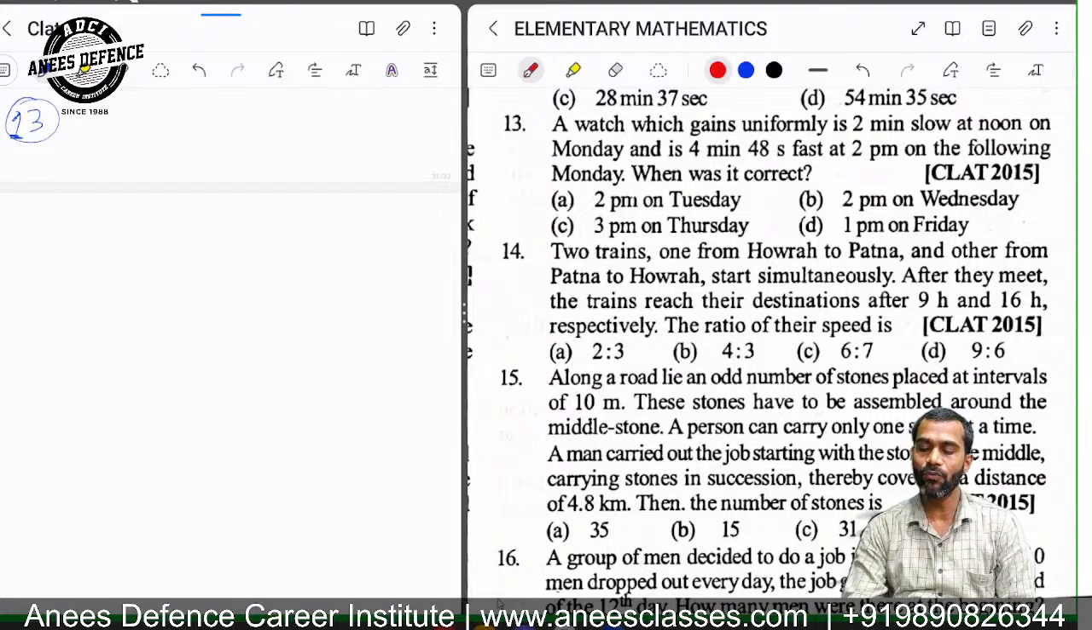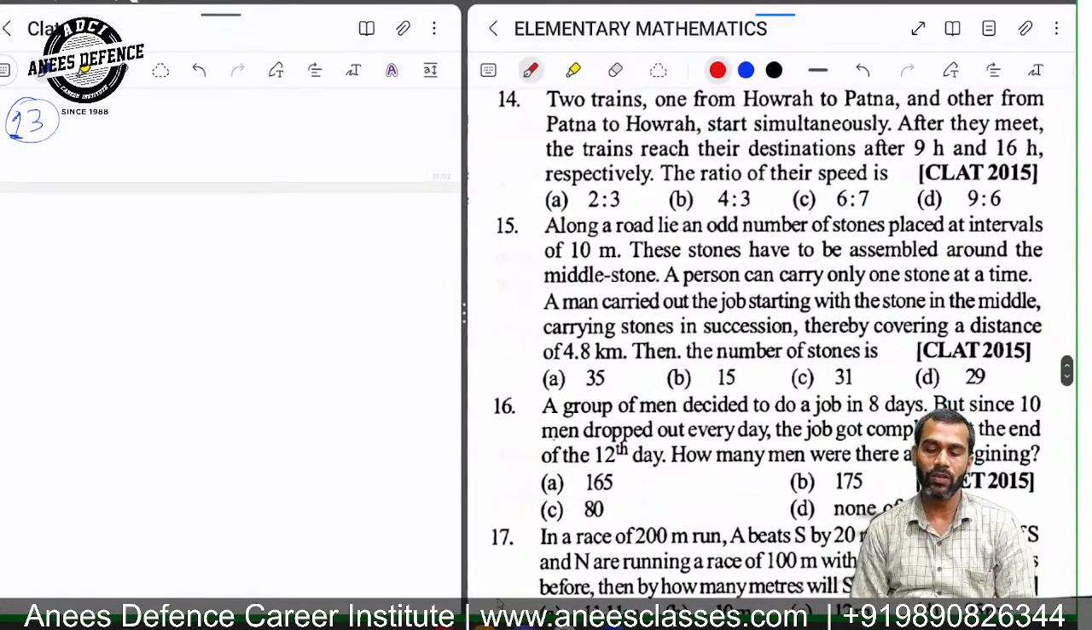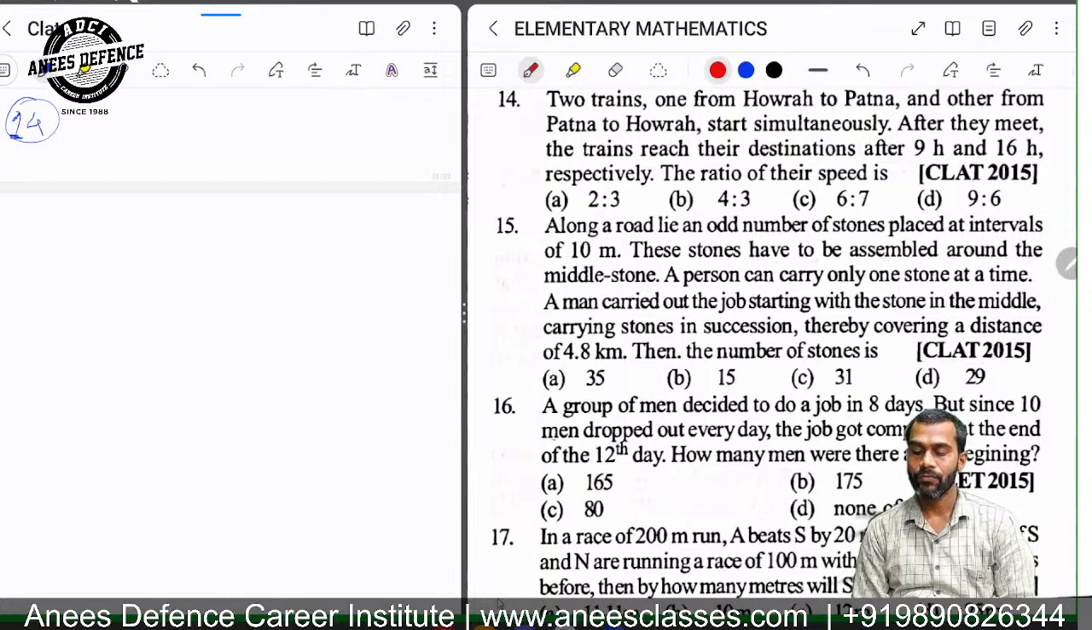Before 13, please try 14. We'll try 13 later. Please try 14. This is quite easy. Question number 14. We'll solve question number 13 later. First solve question number 14. There is a shortcut here in this question. Yes, 14. Remember the language, use the shortcut, answer.